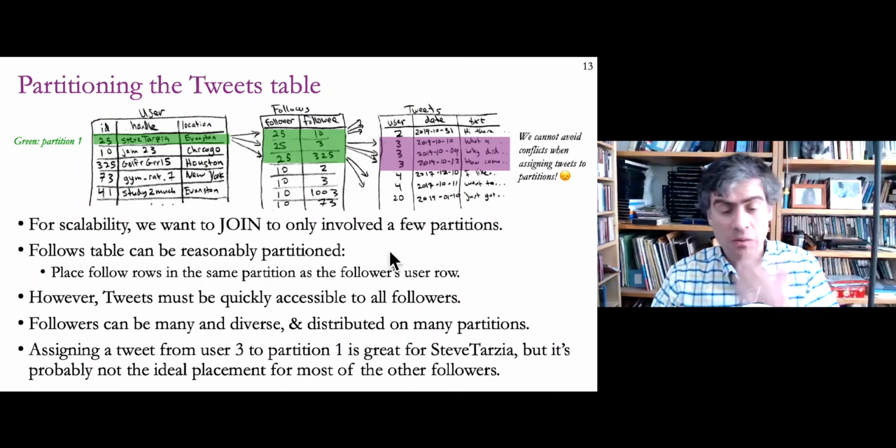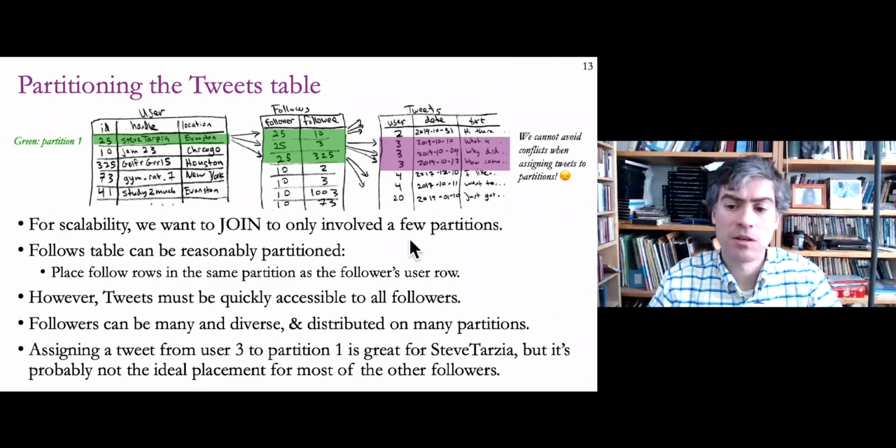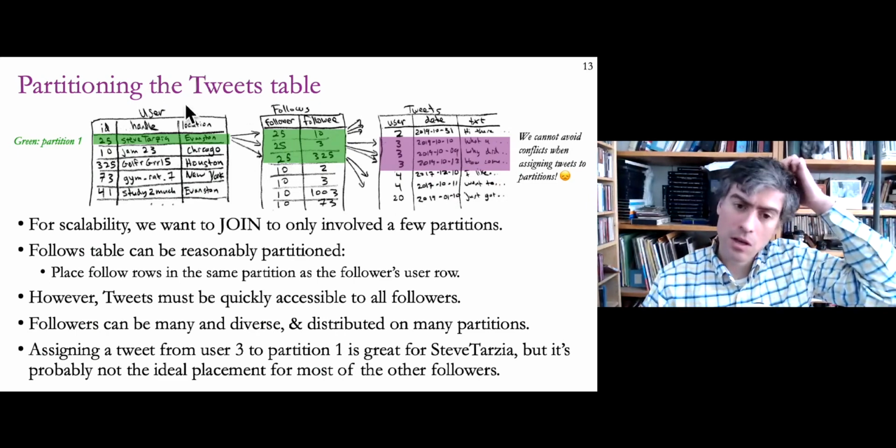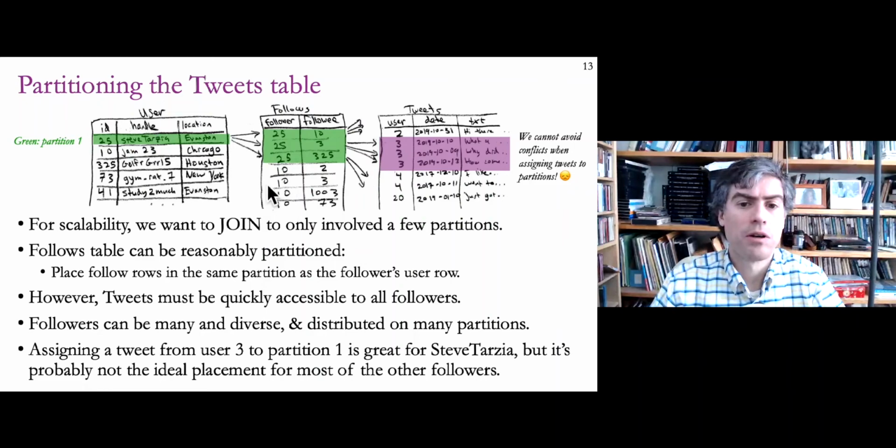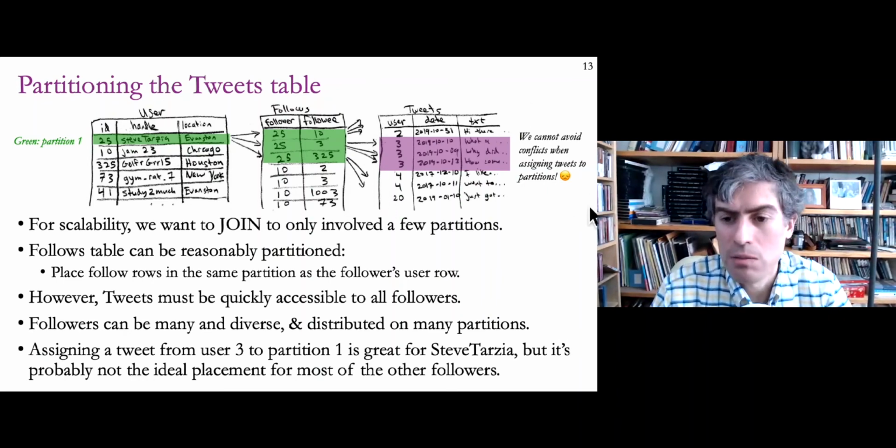We can partition. What I mean by partitioning is we have to have some rules to figure out where to store the rows. Remember, every partition is going to have all of the tables, but every partition will have a subset of the rows. Let's assume for now we don't need to worry about users and follows. Maybe these are small enough that we can even duplicate these on all the different partitions for efficiency. But tweets is the biggest table. We need to split that one up.